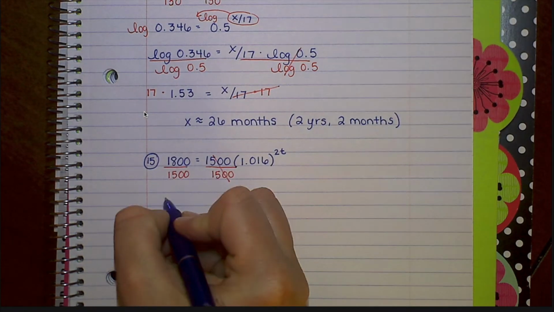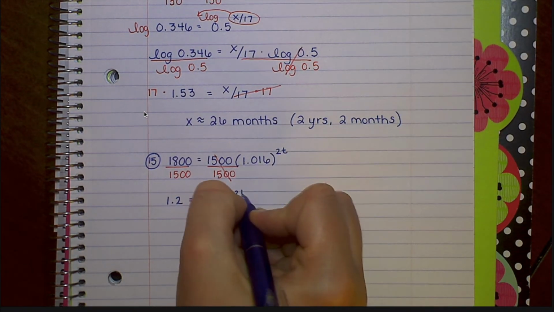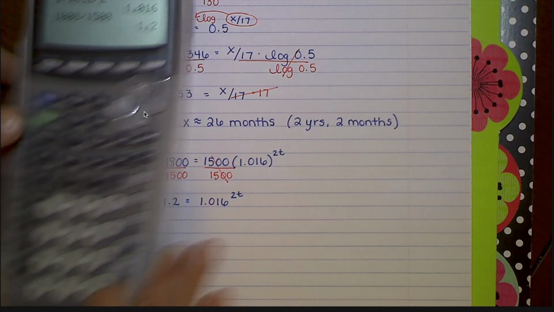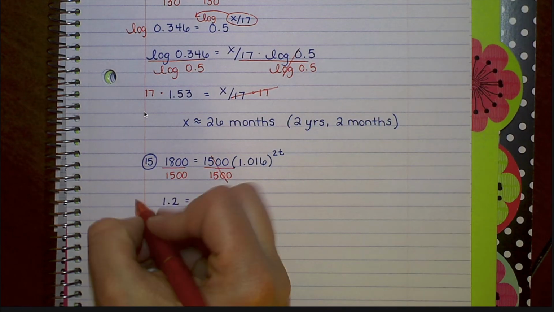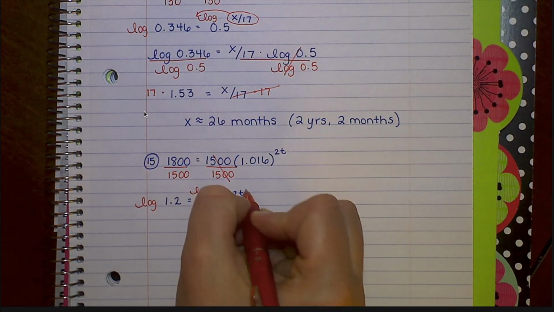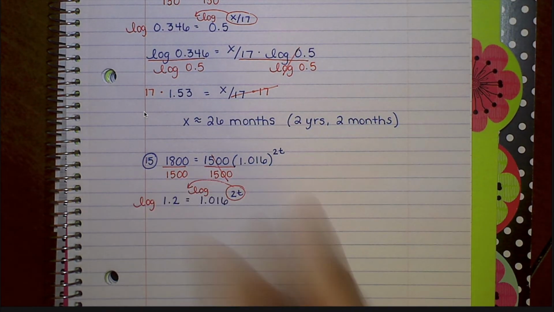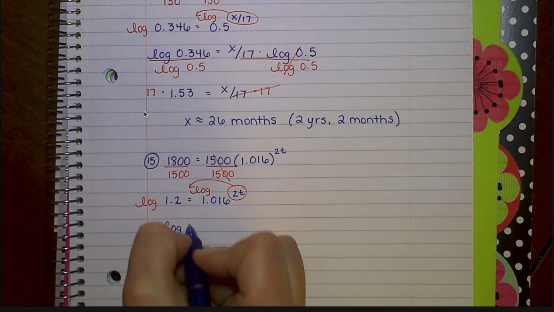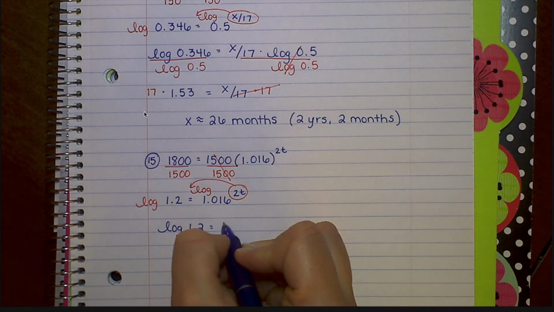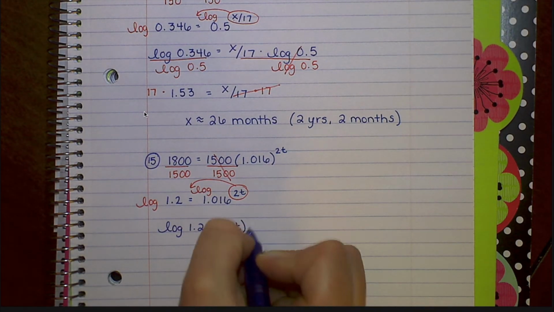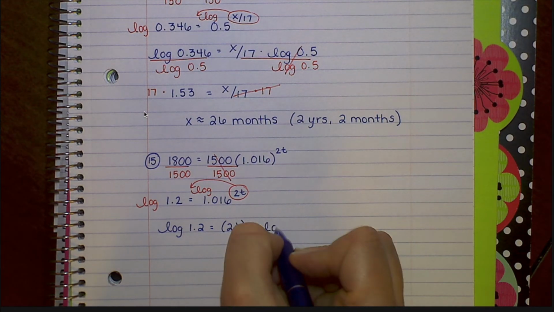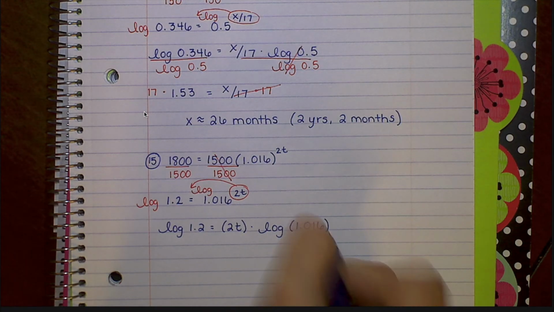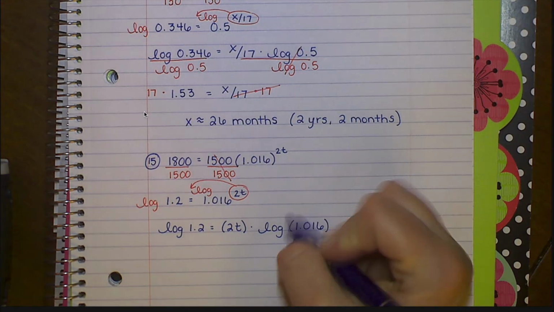Oh, finally, a nice clean decimal. So this one actually did come out, if you didn't do this one with me, came out to just perfectly 1.2. All right, log on each side. Bring this 2t down in front. And so now we have log of 1.2 equals 2t times log of 1.016. I don't know why I put parentheses there. I don't need them.